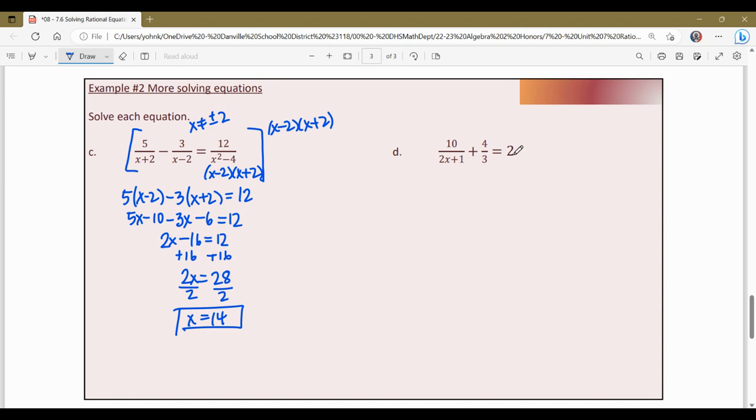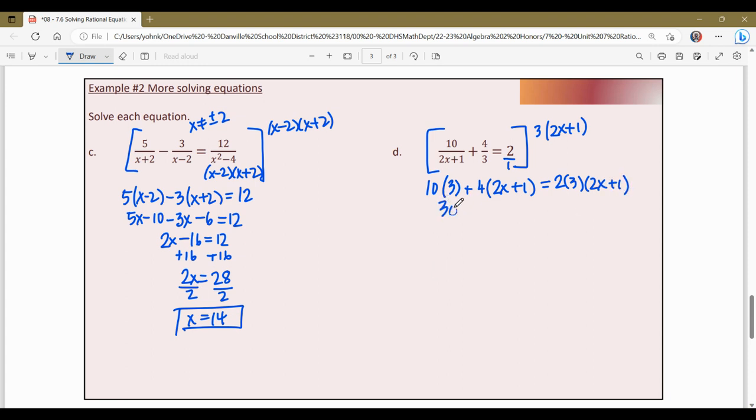Okay, if we look at letter D, I'm going to put a 1 underneath. I'm not seeing any factoring. I need to find my lowest common denominator. Between a 1 and a 3, I need a 3, and then I need the 2x plus 1. So when I multiply, I've got the 10. My 2x plus 1's will cancel, and I need a 3. Plus 4. My 3's are going to cancel, and I need a 2x plus 1 equals 2. And I need the 3, and I need the 2x plus 1.